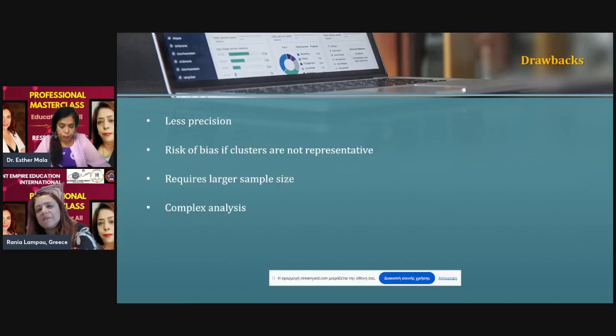And what are the disadvantages? Higher sampling error compared to simple random sampling, because individuals within clusters tend to be more similar, homogeneous. So there's less precision.